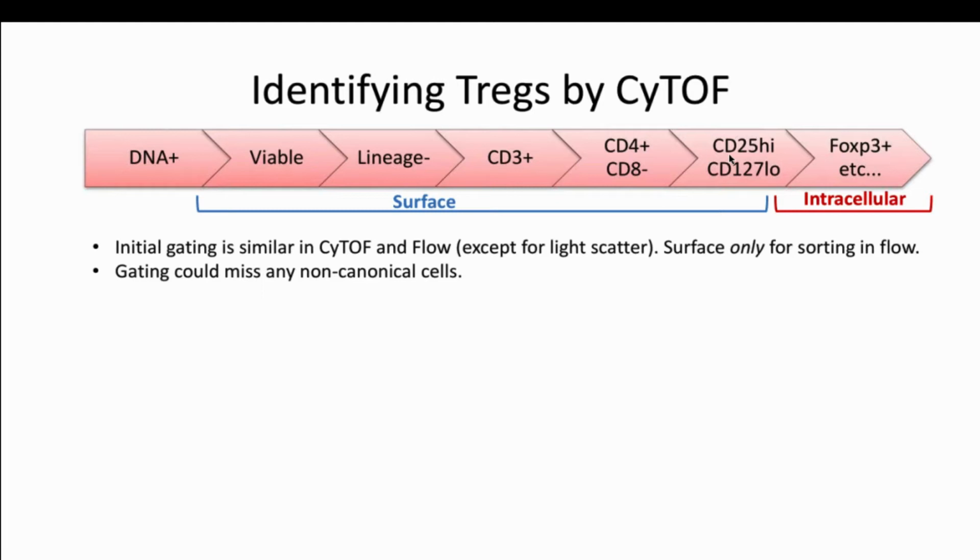So some of these markers can clearly be done on the cell surface. And as in conventional flow, that's great if you want to sort the cells and purify them and carry on working with live cells.